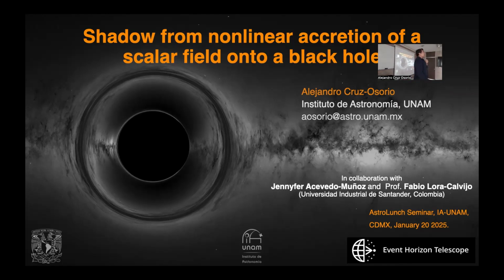In our case, this is a massless scalar field, and this is coupled to the gravity weakly, okay? So we will solve the Einstein-Klein-Gordon equations coupled during the evolution. And then we want to see how the black hole is growing and how the shadow is affected during the evolution.